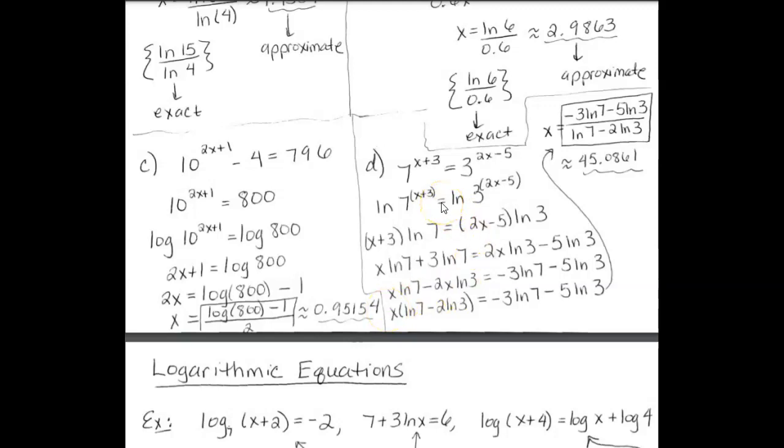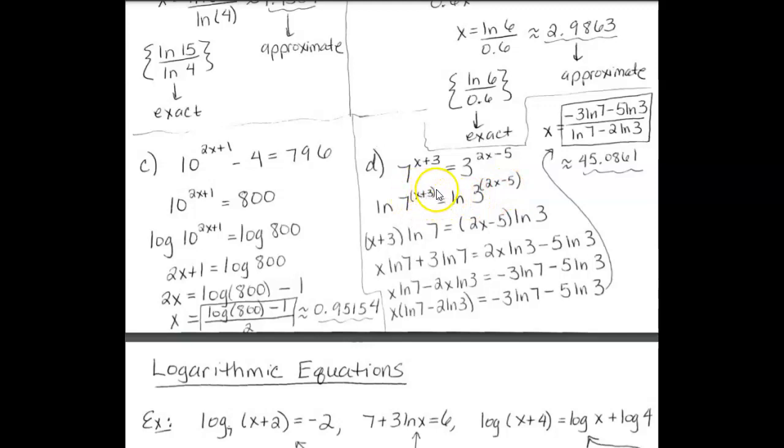Our last example is a little bit harder, and the reason being is we cannot write 7 and 3 with the same base, meaning we have to use logarithms, and both of those contain an exponent. All right, so they're by themselves on each side of the equation, so we can start by just taking the natural log of both sides. Remember, anytime it is a base 10, we will use common log. Any other bases, whether it's e or any other number, we're going to use natural log. So the natural log of 7 to the x plus 3 equals the natural log of 3 to the 2x minus 5.